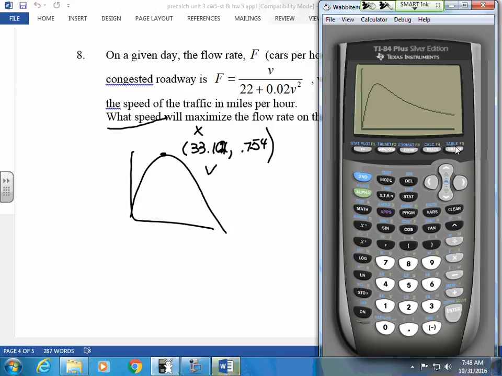What do they want to know? They want to know what speed will maximize this. So there's my answer. 33.166 miles per hour. That'll maximize my flow of traffic.